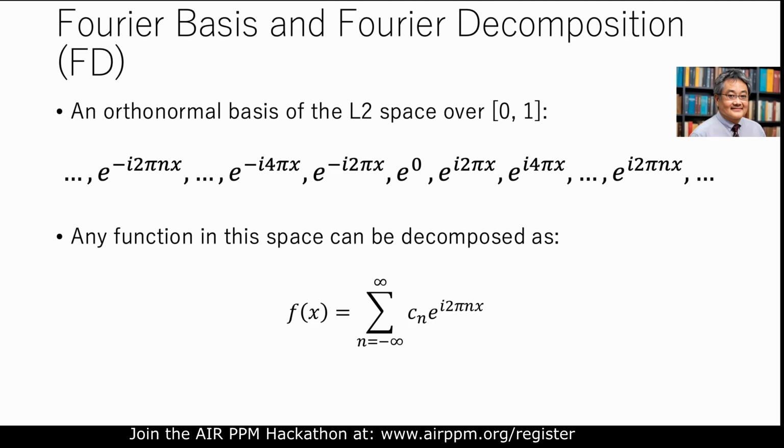The key fact for Fourier decomposition is that this space has a basis consisting of the functions expressed as e to the power of 2 pi i n x, where the symbol i represents the imaginary unit. Therefore, any function in L2 can be expressed as a linear combination of these basis functions. As we will see in the next slide, the true nature of these functions is that they correspond to trigonometric functions.